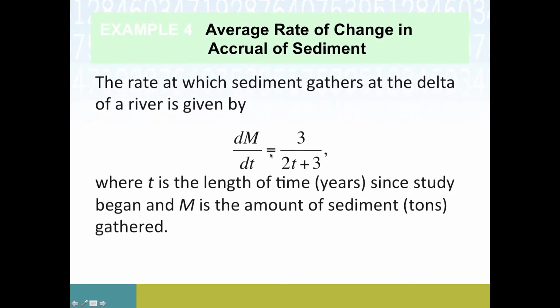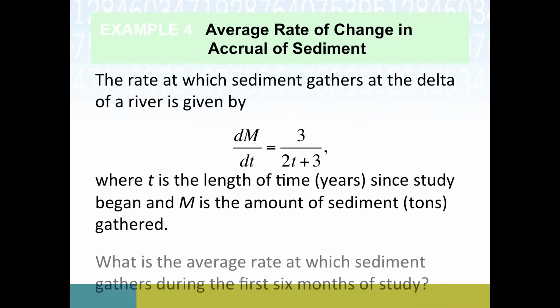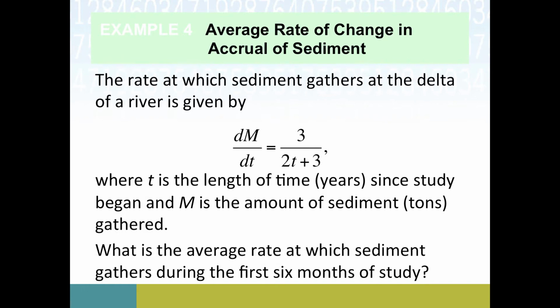So I'd like to try this with a word problem, and then I'll leave you with the last one being a you try exercise. So we'll look at rate at which sediment gathers in the delta of a river. So you've got a river and stuff is kind of piling up at where the river spreads out and heads out into wherever, the ocean, I suppose. But it accumulates at a different rate depending on how far away from this study we go. So we're looking at length of time in years, and m is sediment measured in tons.